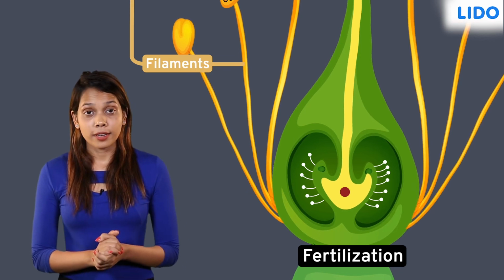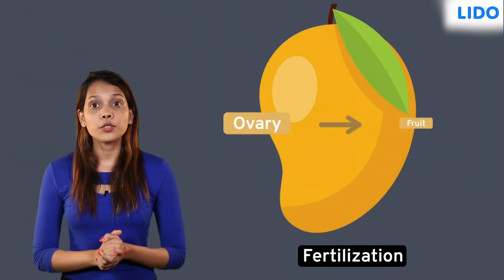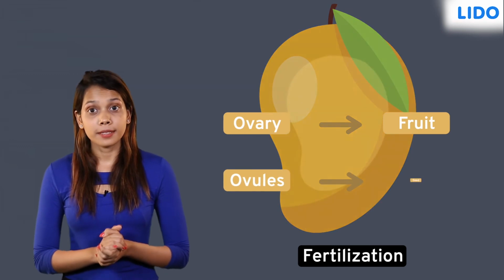After fertilization, the ovary swells and develops into a fruit and the ovules become seeds.